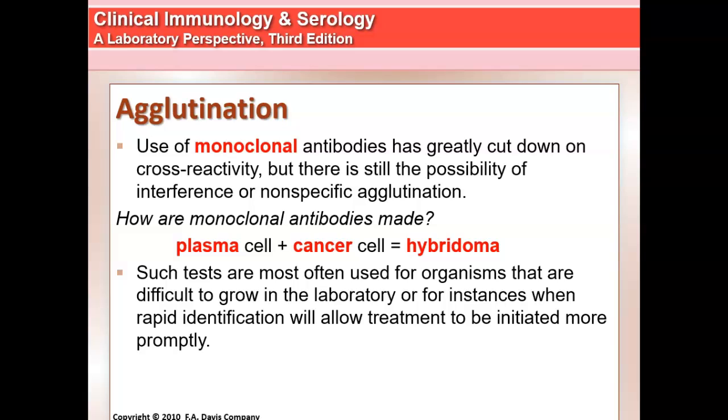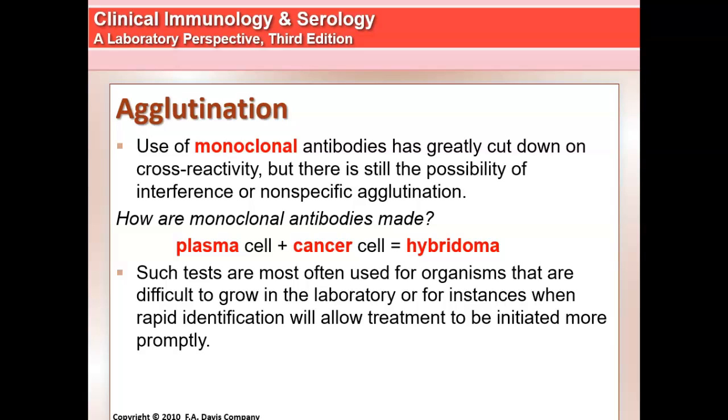The use of monoclonal antibodies has greatly cut down on cross-reactivity, but there's still the possibility of interference or non-specific agglutination or a false positive. So how are monoclonal antibodies made? Think back to your previous lectures. You have a plasma cell that makes antibodies plus a cancer cell, and you squish those together and it makes a hybridoma, so a cell that makes one type of antibody for a long time.